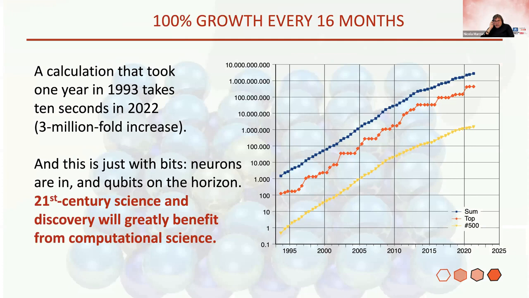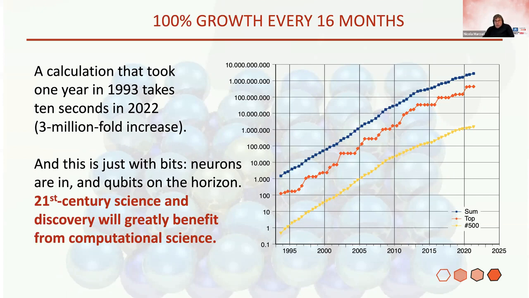So when I started my PhD in 1993, up until now, we have actually had a 3 million-fold increase. And there is no other field in science that has seen this acceleration. So it's almost trivial to say that 21st century science and discovery not only will greatly benefit from computational science, but will be really driven by computational science.